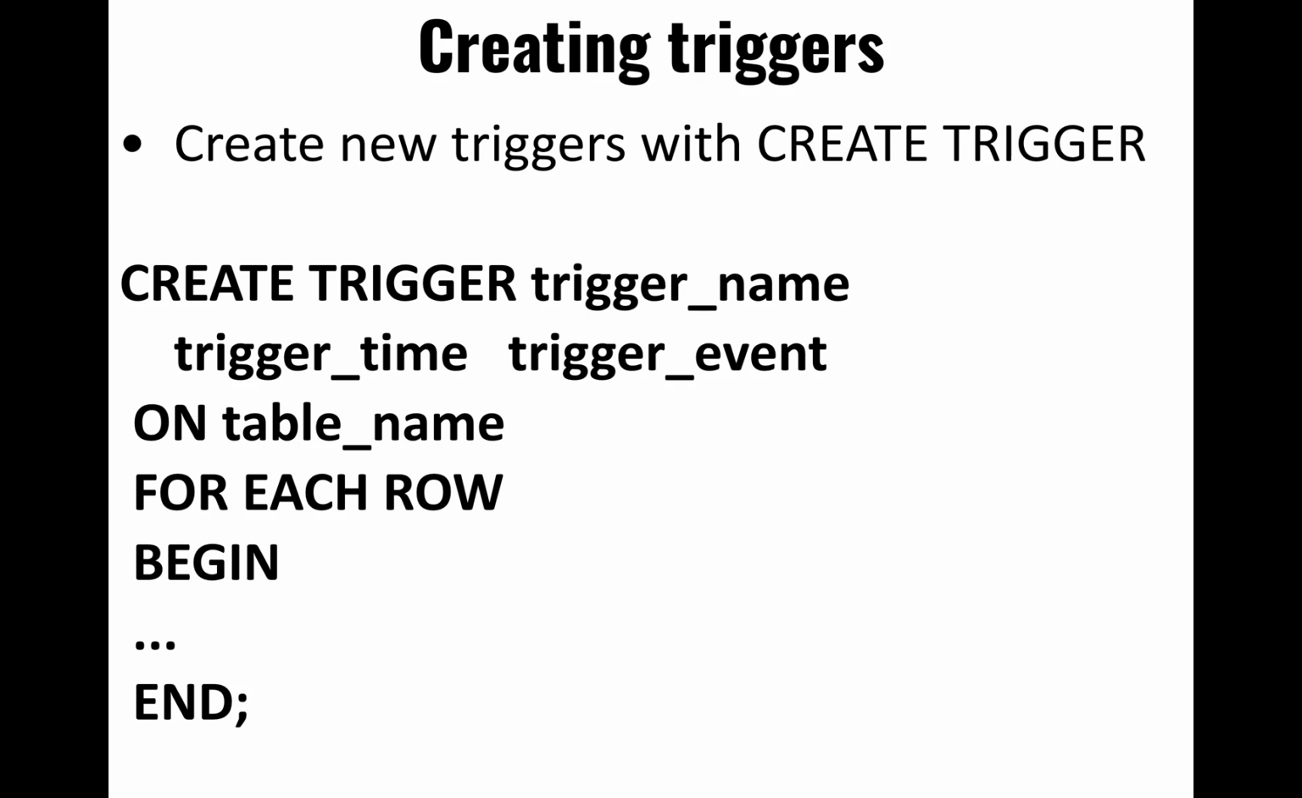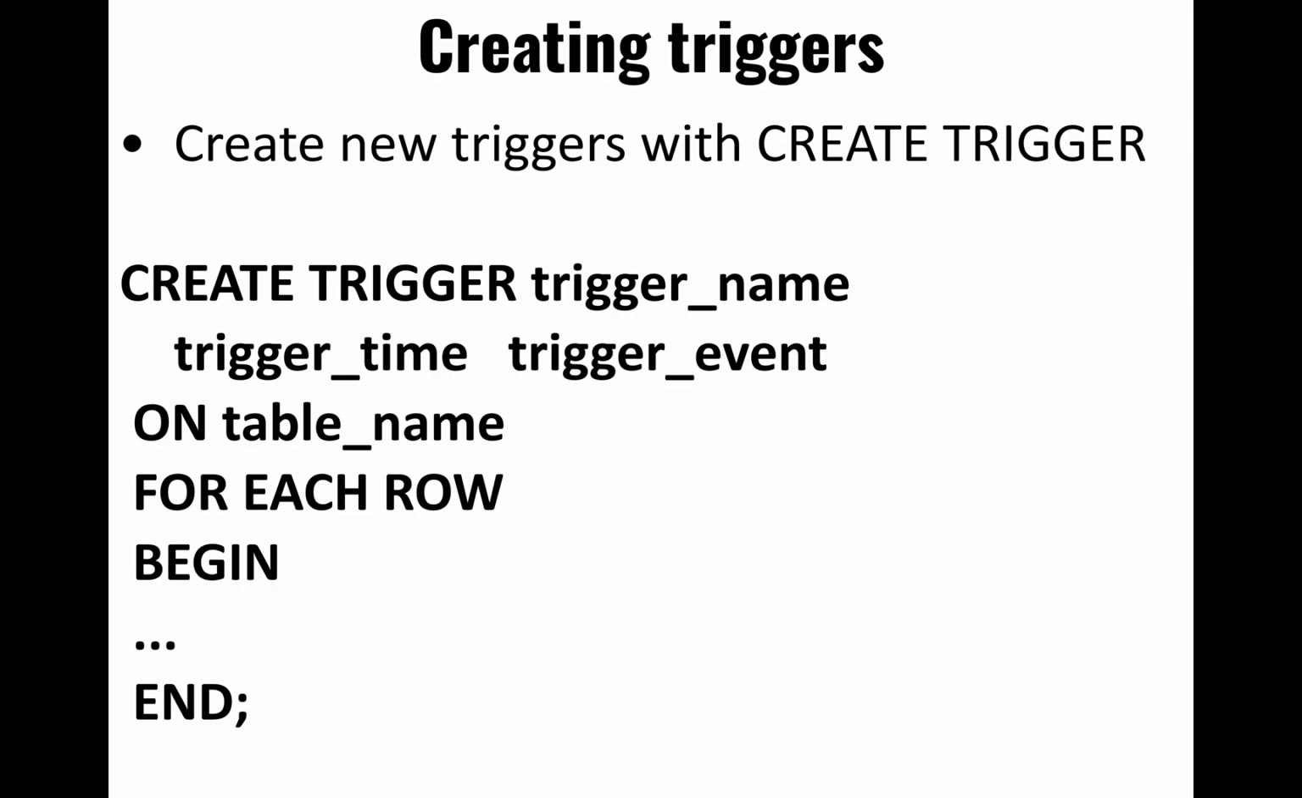So anyway, the syntax is the following. We say create trigger, the trigger name, and then you provide a trigger time and a trigger event, which allow you to say when you want it to run. When there's an update, when there's an insert, when there's a delete. Also, do you want it to run before or after it occurred?